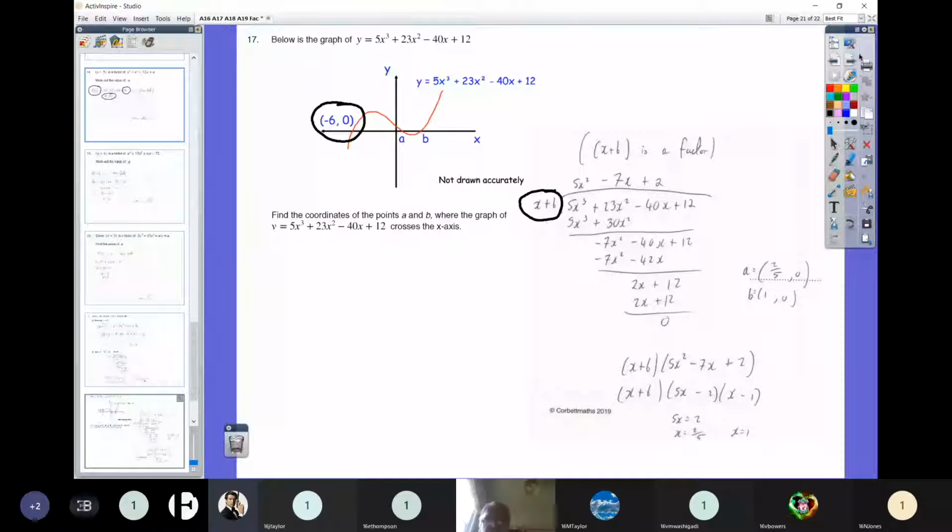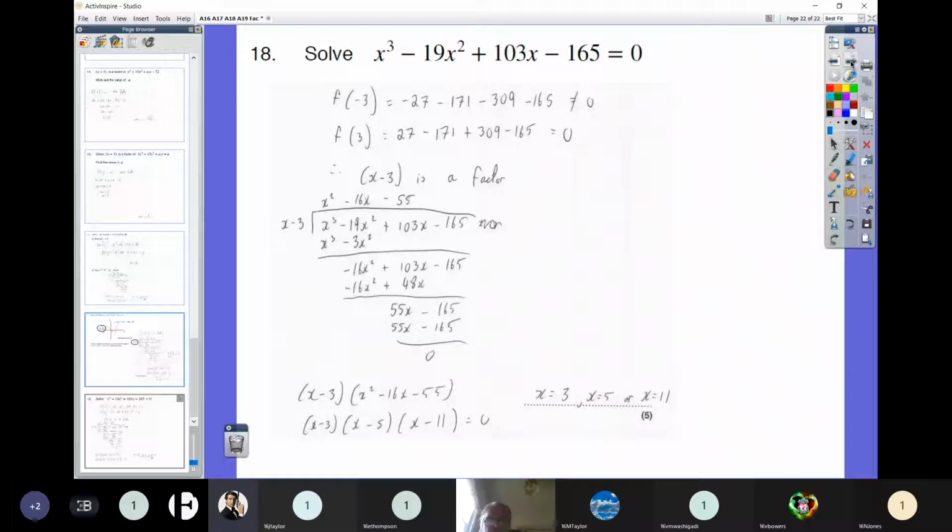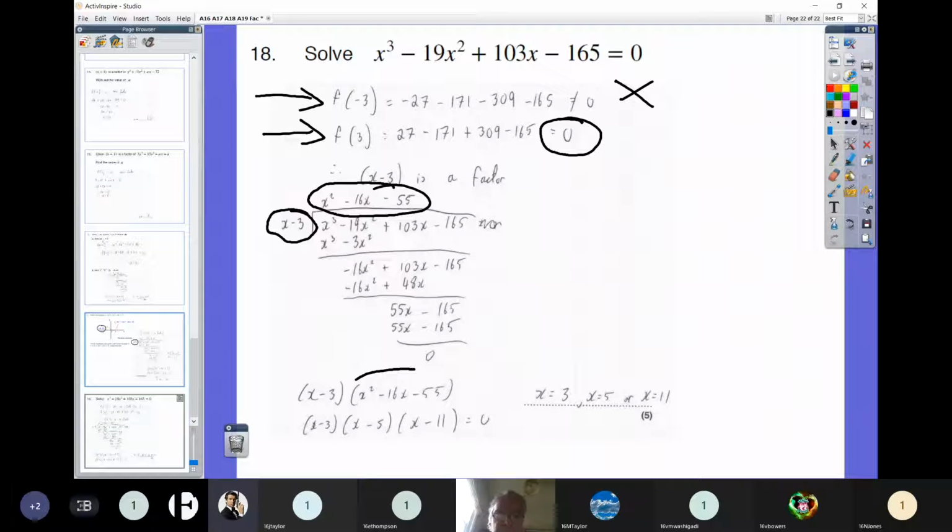And then finally, question 18. Again, it was just another one where they gave you nothing to start. Mr. Corbett guessed, is minus 3 a factor? No, it wasn't. He then subbed in plus 3, and indeed that did equal 0. So because it equaled 0, x minus 3 was a factor, and then he was away. He did his algebraic division, he got a quadratic, and then he factorized that quadratic to get his final answer.